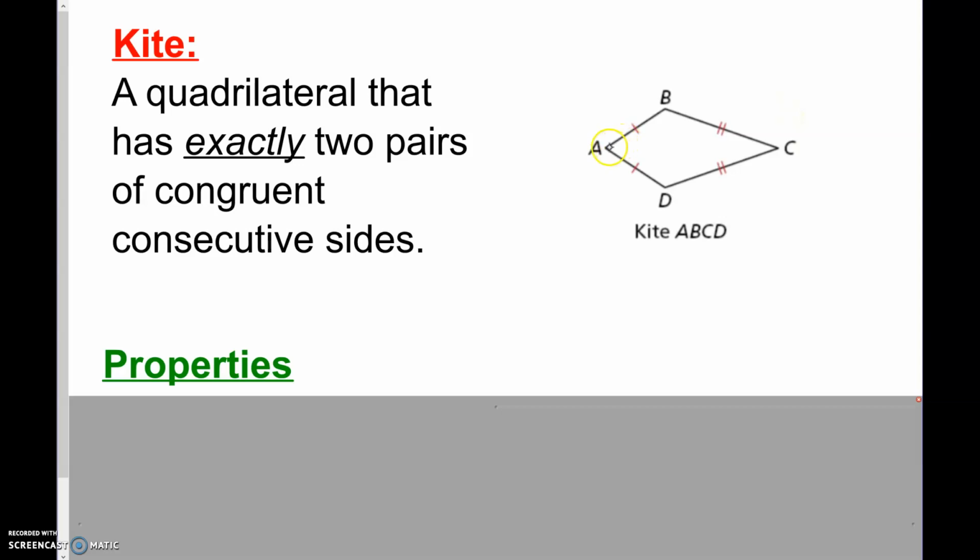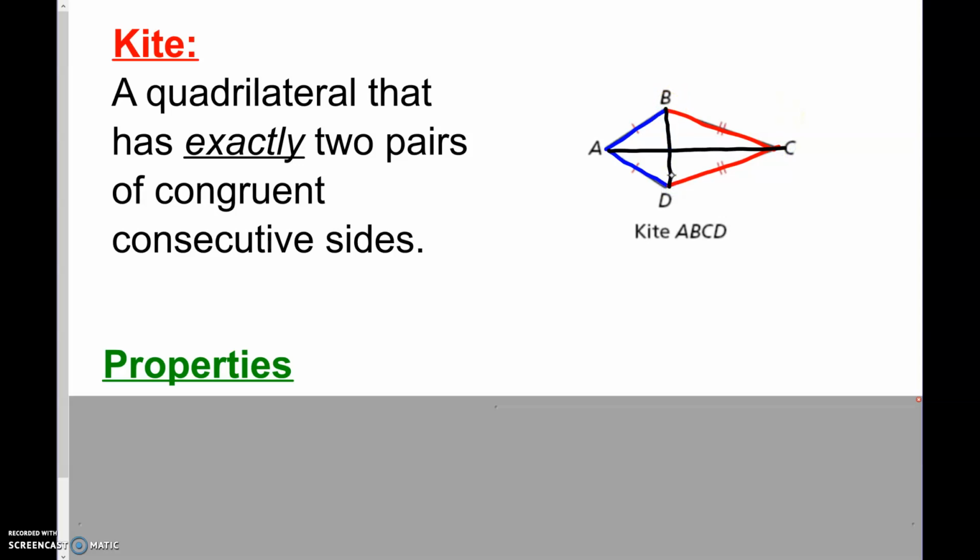So you can see in here that AB is congruent to AD and that BC is congruent to DC. That's what makes it a kite. Now, what are some properties that a kite is going to have? Well, let's draw in these diagonals first. So let me connect A to C and let me connect B to D.